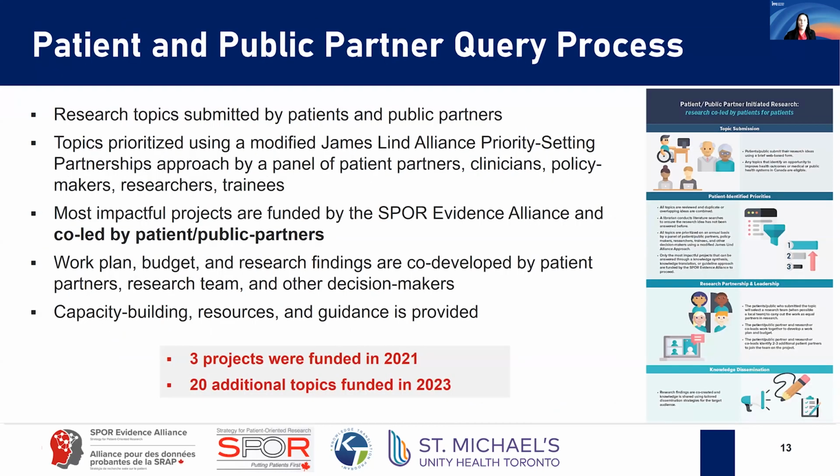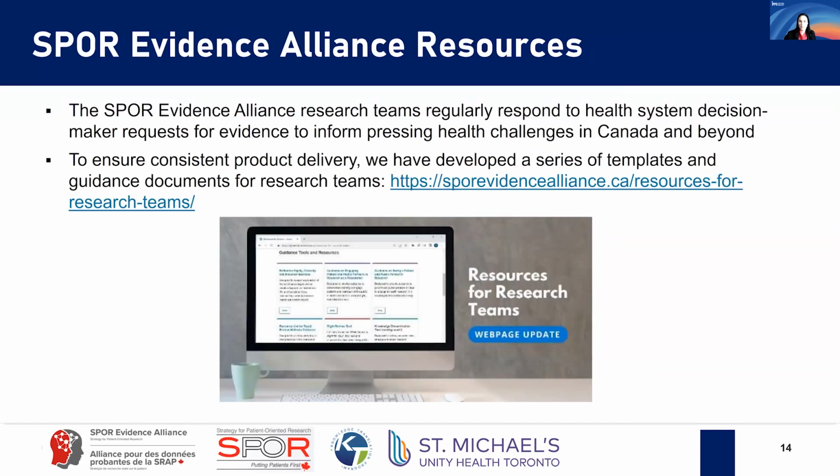Just to talk a little bit about when we receive topics from patient and public partners, we use a rapid or modified James Lind Alliance priority setting approach. This could be used across organizations or within organizations. It doesn't have to only be done for patient and public partners, but this is something that we do. So we've received about 110 questions from patients, and of those, we funded 23. And for these projects, we invite other decision makers to be involved, and these are actually co-led by patient and public partners. Several of our resources are available online, following this link if you are interested to learn more.